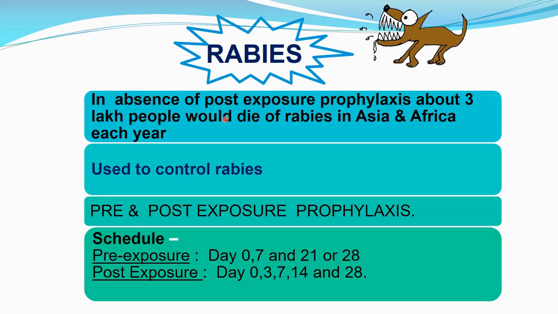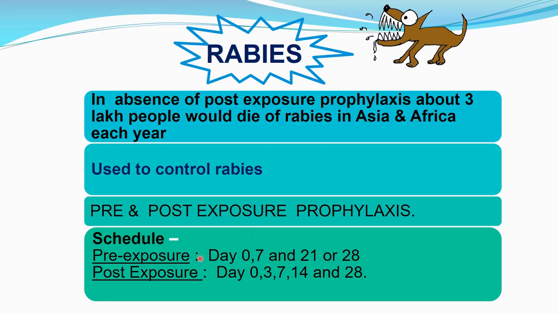Last is rabies vaccine. In the absence of post-exposure prophylaxis, about 3 lakh people would die of rabies in Asia and Africa each year. So it is very important. This vaccine should be given if the person gets an animal bite. It is used to control rabies. There is pre-exposure and post-exposure prophylaxis for rabies vaccine. Pre-exposure vaccine you get before you are exposed to rabies cases. So the high risk population should be getting this vaccine.